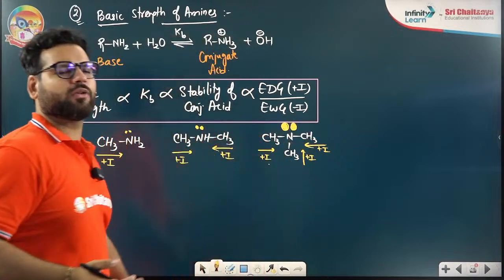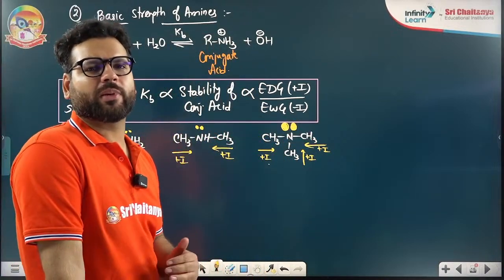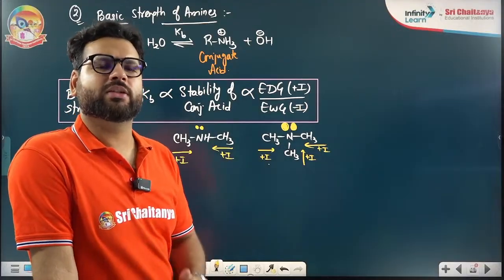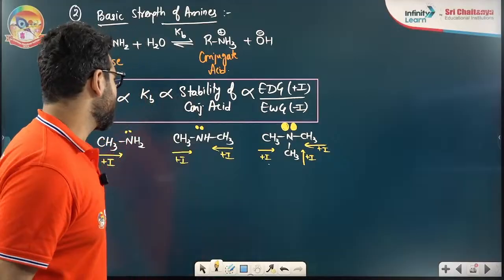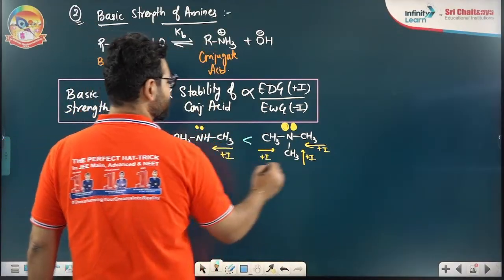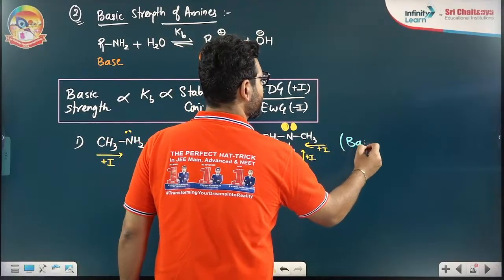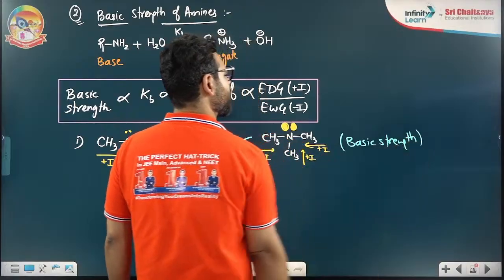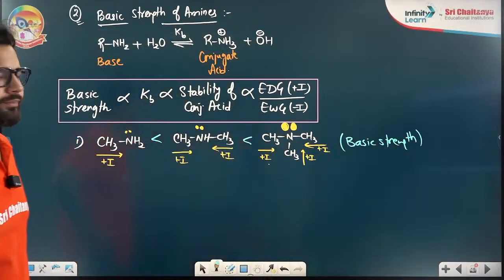So any which way you can check, either you can say that plus I increases the density, or you can say plus I stabilizes its conjugate acid. So here a tertiary amine is the best amine. So if I write the basic strength, this is the order of basic strength. Okay.